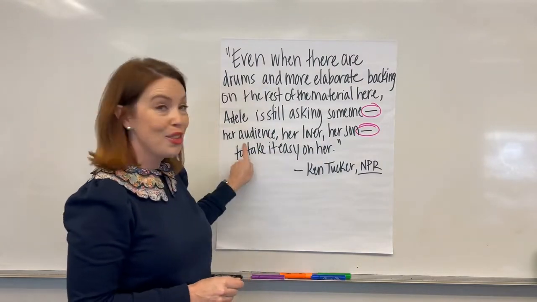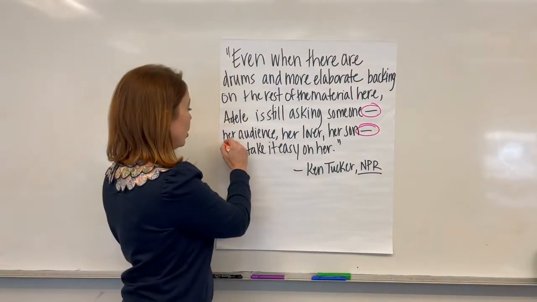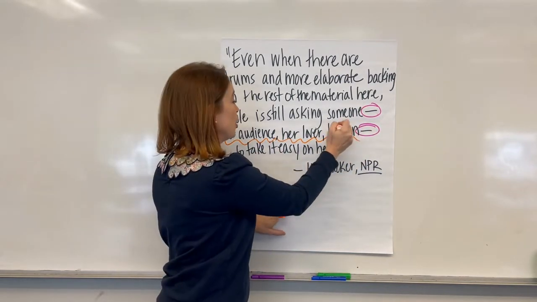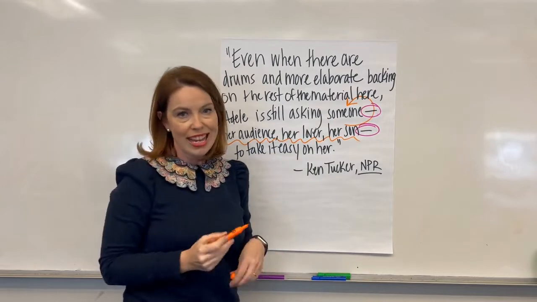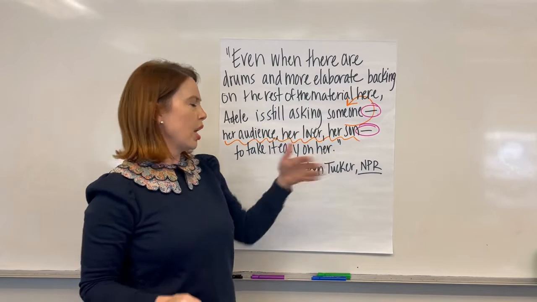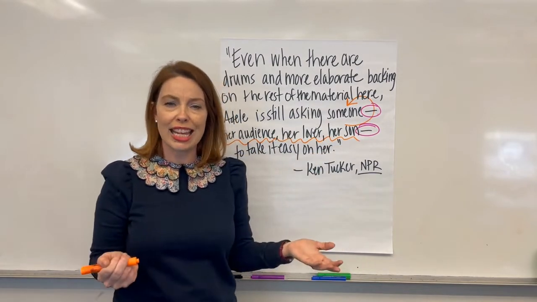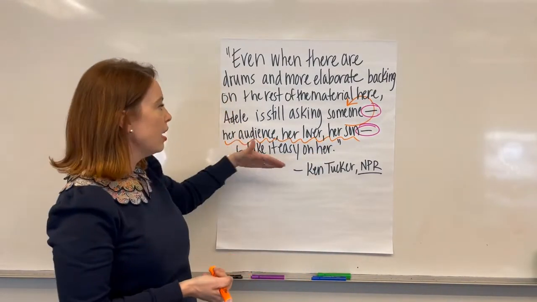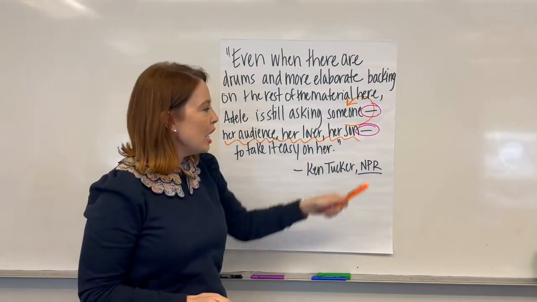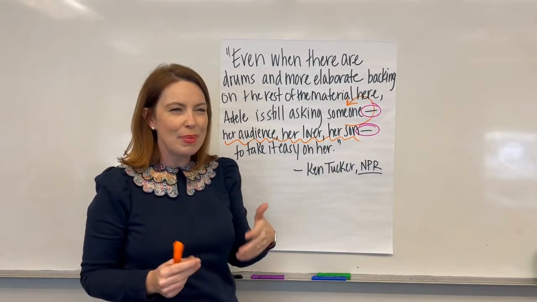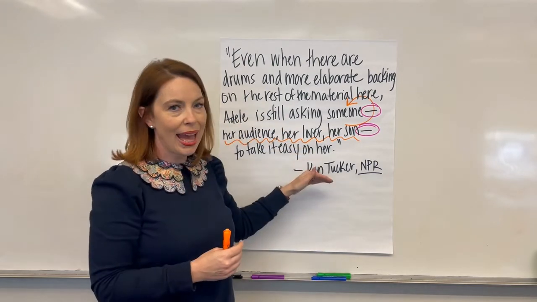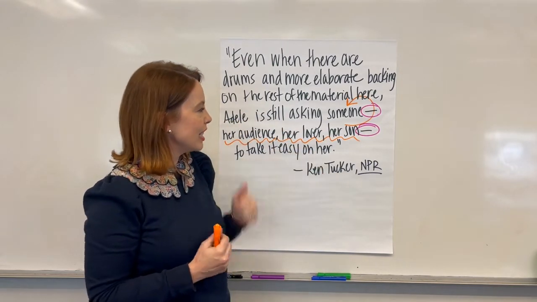And inside those dashes, what he's doing right here, her audience, her lover, her son, is he's giving a definition for someone. It's as though he can imagine the reader asking, Adele is asking someone, well, who? Who is Adele asking? So he tells us, her audience, her lover, her son, to take it easy on her. He puts a dash here at the end again because that's a signal that this extra information is over and we're jumping back into the main body of the sentence.